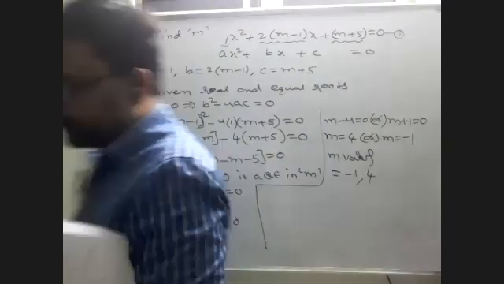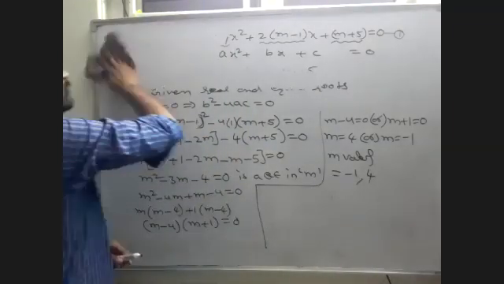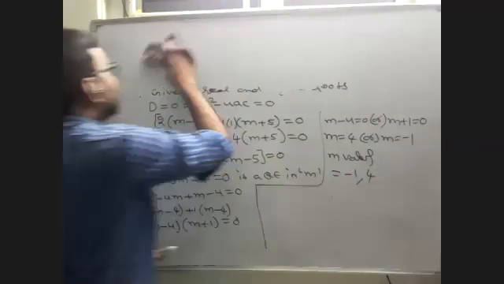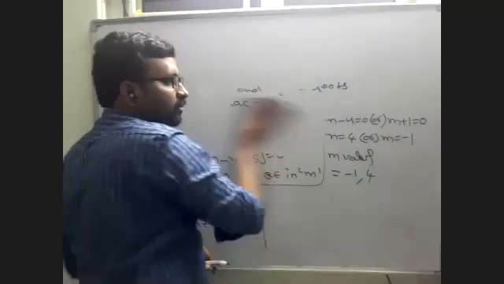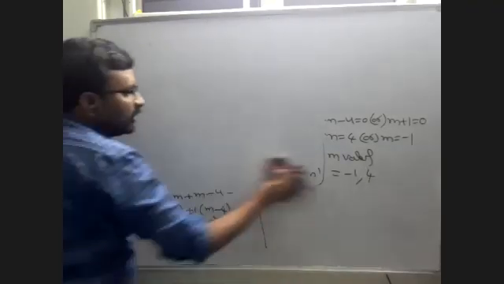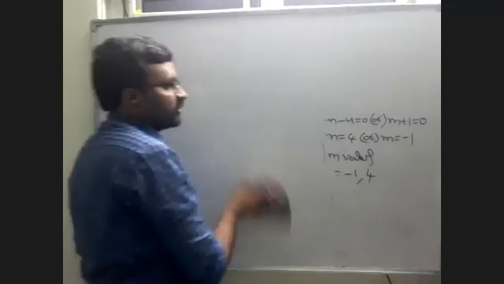Now, one more question. Till now we discussed real and equal roots. For real and equal roots, we took delta equal to 0, that is, the discriminant b square minus 4ac equal to 0. Now we will discuss one more condition, that is for real and not equal roots. For that the condition is delta greater than 0. So how we will solve that type of questions, we will discuss now.